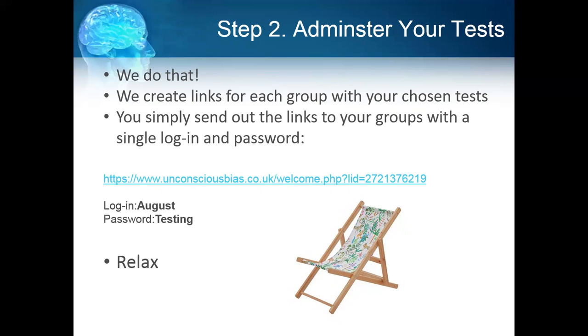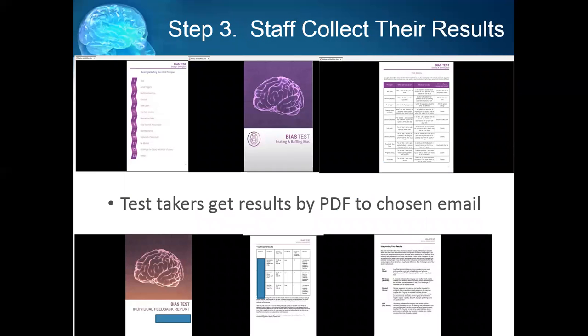So two ways of doing that. And the first one is really nothing to do with you. It's the way the staff get their results. So once somebody has been tested independently, they get an email to the address that they've chosen, whether it's their work email address, or the opportunity is presented for them to change it to one such as their Hotmail account or their partner's account. They get a PDF of their test results along with a booklet called Beating and Baffling Bias.